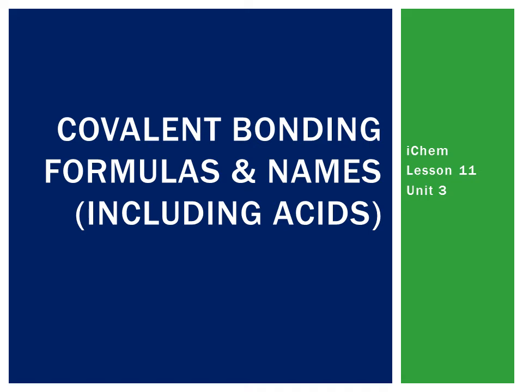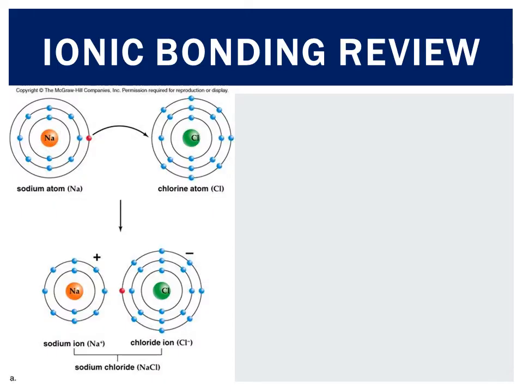All right, here we go with iChem lesson 11 on covalent bonds. We're going to learn to write formulas and names for those, and also for acids as well. So first, a little bit of review of ionic bonding for some contrast.